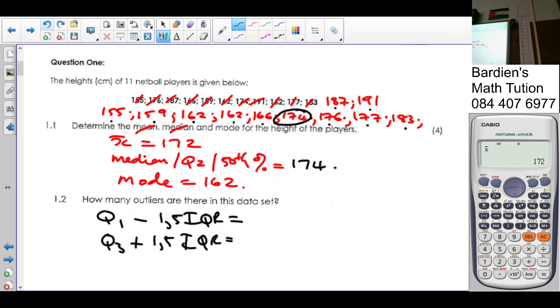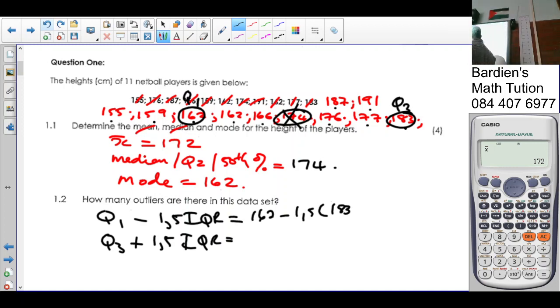So Q1, remember, that is out of 1, 2, 3, 4, 5 numbers. So that is your quartile 1 value. Okay, so it's 1, 2, 3. This is your quartile 3 value. So the lower fence is 162 minus 1.5 times the interquartile range. Remember to calculate your interquartile range, it's quartile 3 minus quartile 1, which is 183 minus 162. And the upper fence is 183 plus 1.5 times 183 minus 162.